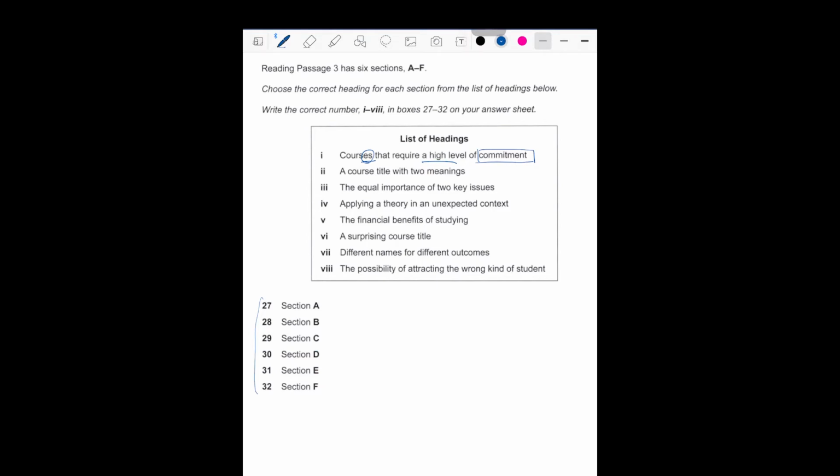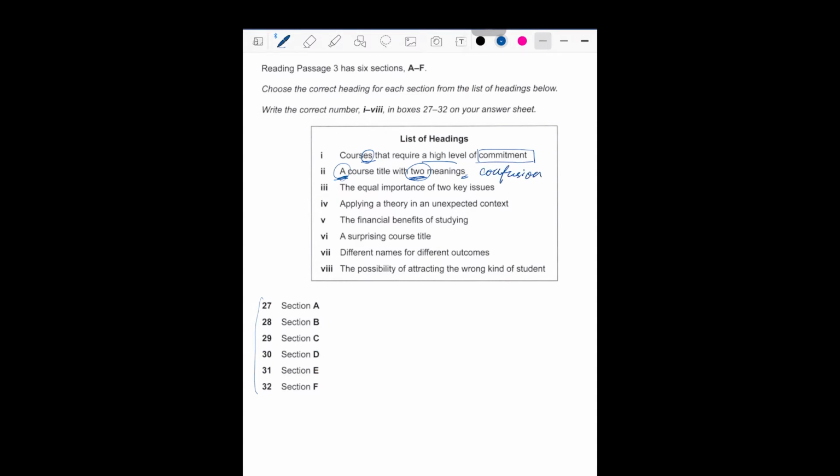Okay, let's take a look at the second one. A course title with 2 meanings. Well, that's very specific, isn't it? One course title, 2 meanings. These numbers are very important because they will only be talking about one course and there will be 2 meanings talked about in that passage. If a course title has 2 meanings, obviously there will be some confusion there, I believe.